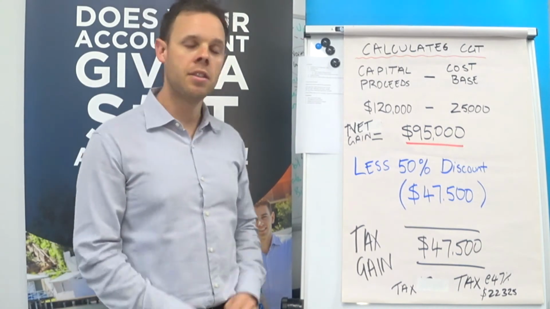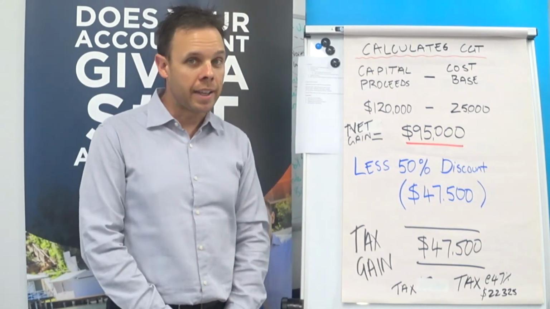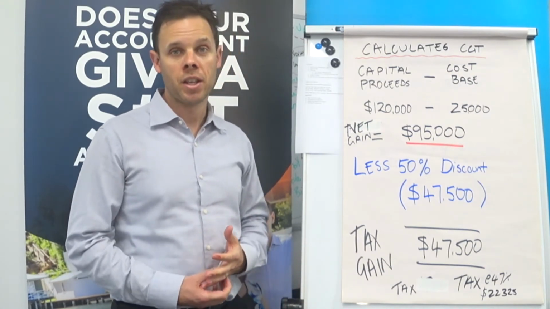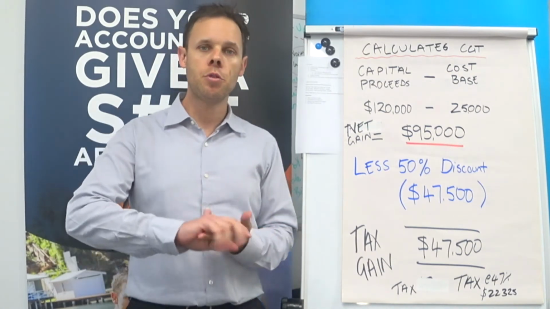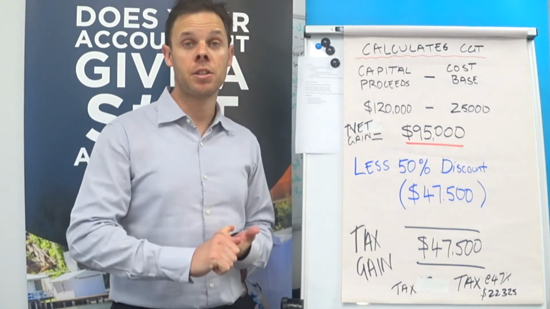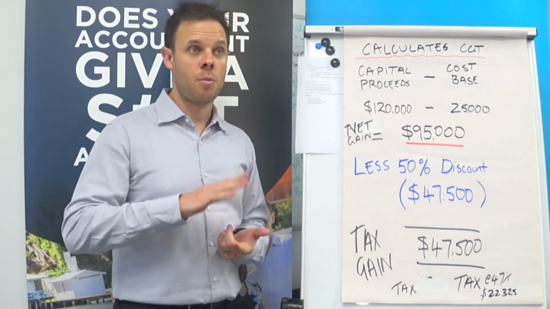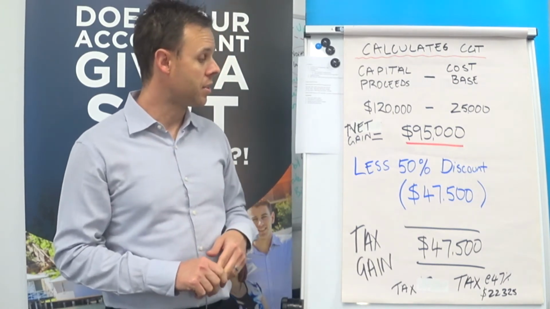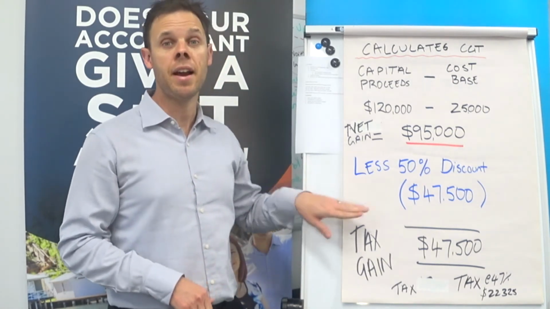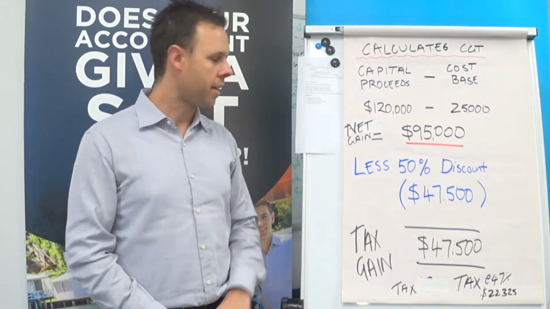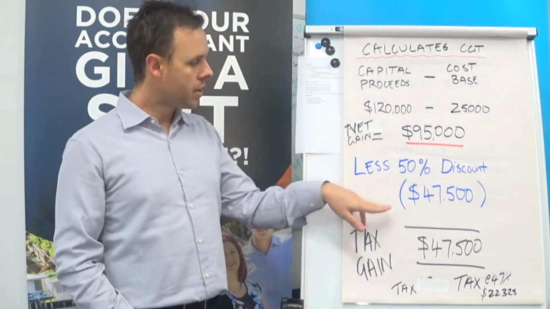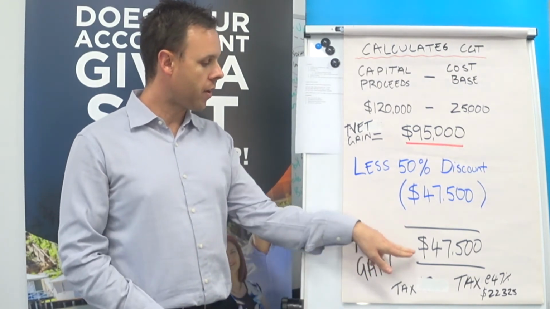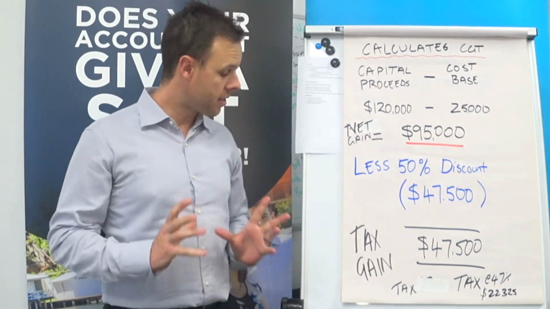Now the good news is Maxwell, being the smart guy that he is, has owned the shares for more than 12 months, which is great. So there's two great things going on here for him. He had those pre-85 shares, which don't have any tax on them. The second thing is he's held it for more than 12 months, which basically means that he is now eligible to discount that net gain by half. So we're going to take off $47,500, and that means that $47,500 is left over, and that is taxable.